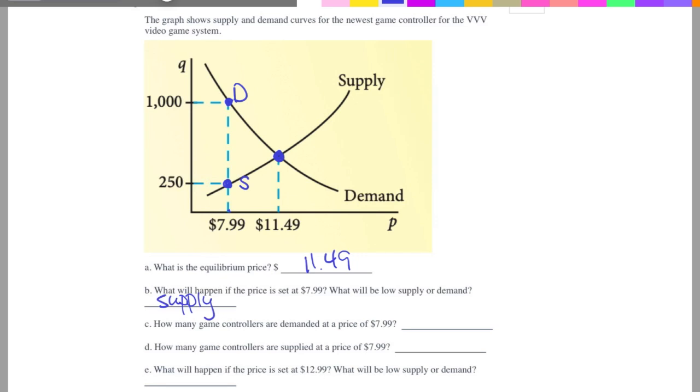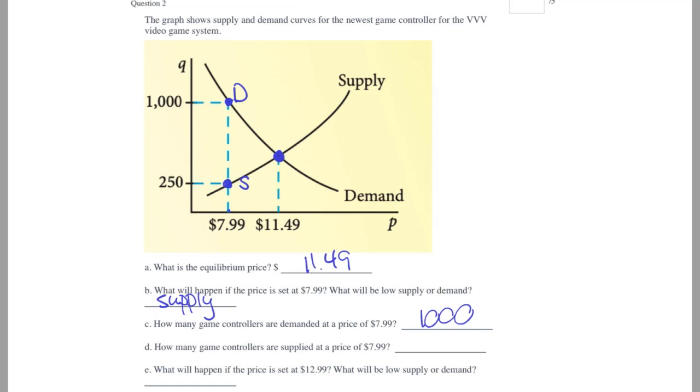How many game controllers are demanded at a price of $7.99? We can see it right here at 200. Well, I should say demanded. My bad. So that's up here. 1,000 is demanded. And right here it says how many game controllers are supplied. So looking at our supply, 250 is supplied.